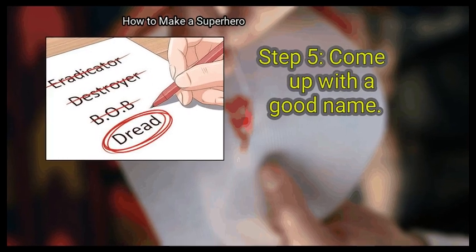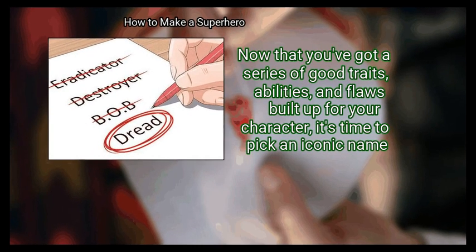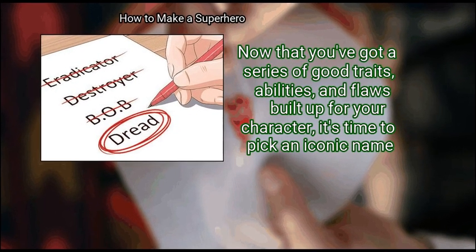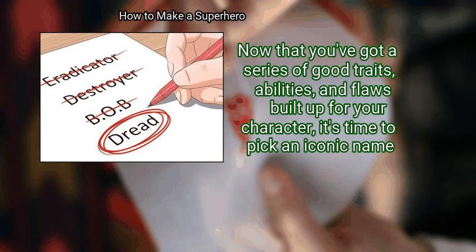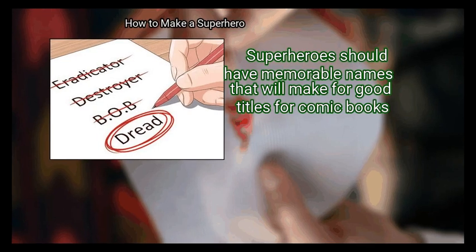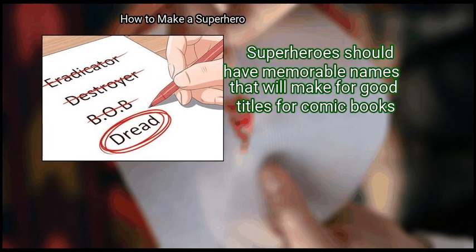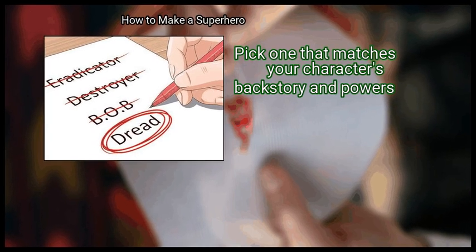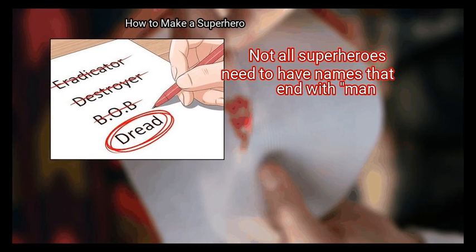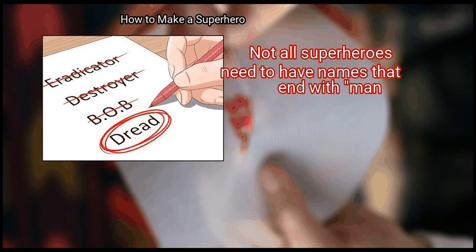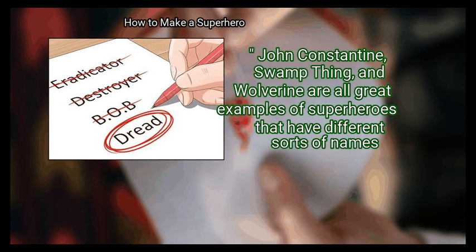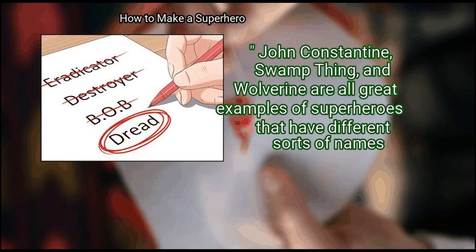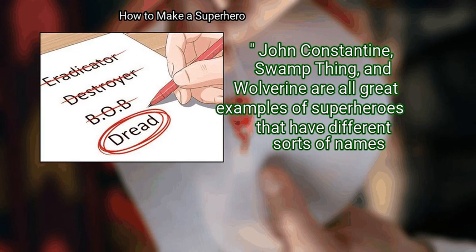Finally, come up with a good name. Now that you've got a series of good traits, abilities, and flaws built up for your character, it's time to pick an iconic name. Superheroes should have memorable names that will make for good titles for comic books. Pick one that matches your character's backstory and powers. Not all superheroes need to have names that end with man. John Constantine, Swamp Thing, and Wolverine are all great examples of superheroes that have different sorts of names.